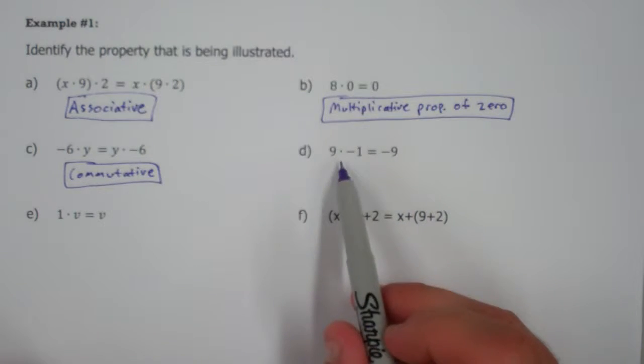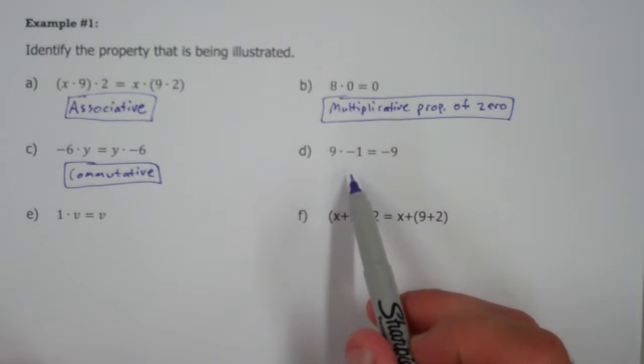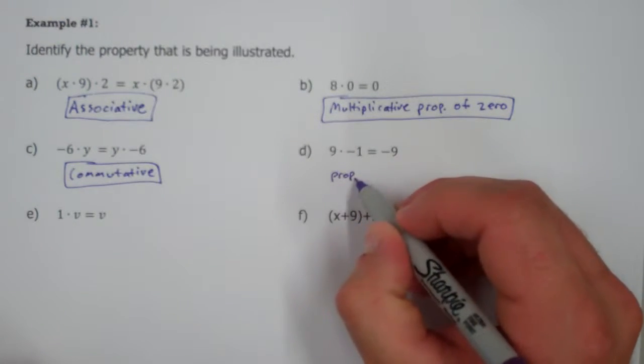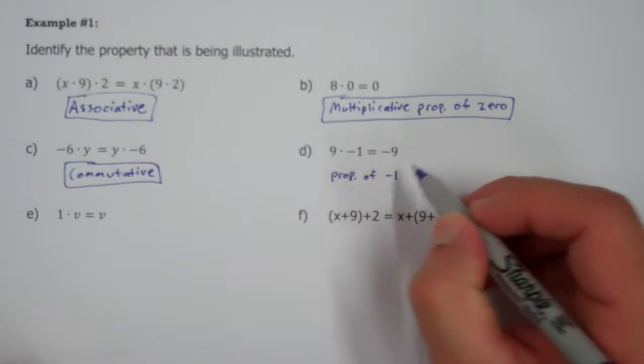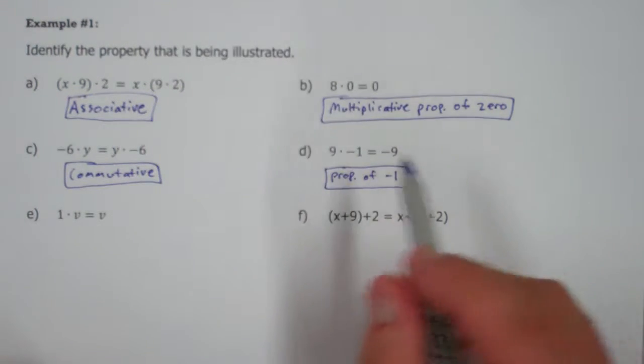Alright, so for D, we've got 9 times negative 1, and that equals negative 9. So we're multiplying here, and we're multiplying by negative 1. So you could call this perhaps the multiplicative property of negative 1, but oftentimes this is just stated as the property of negative 1. And that's it. Not too bad.